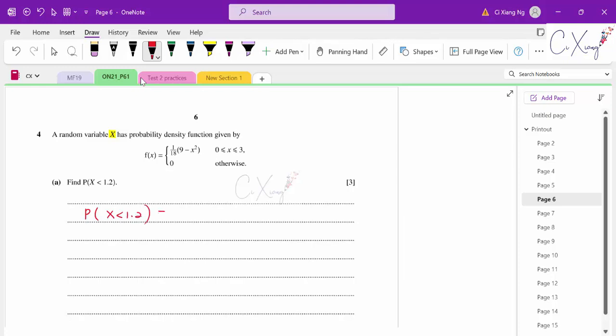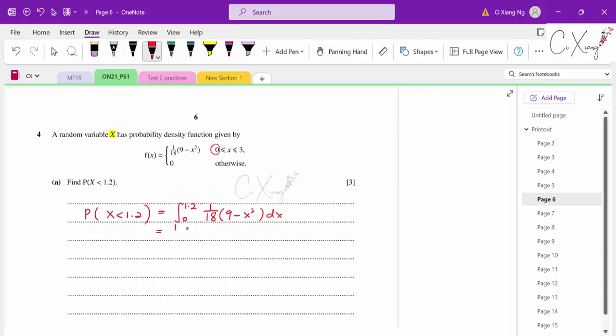Okay, so for x smaller than 1.2, we are going to consider the integration from 0 until the value 1.2. We are interested in finding the area between 0 and 1.2, because the area under the graph is basically the probability, right? So integrate from 0 until 1.2 the function given, 1 over 18 times (9 minus x power 2).